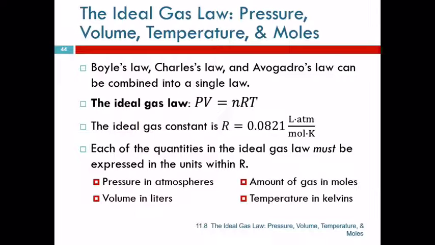So a lot of times in the problem, they'll give you volume in milliliters. They might give you pressure in millimeters of mercury or torr. You have to convert to the units that are in the ideal gas constant. You don't have to remember them. All you have to do is when you do this equation and you use R, you're like, oh, those are the units I have to have. I better make sure everything matches up with those units.